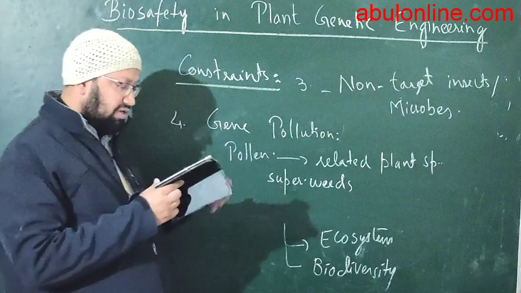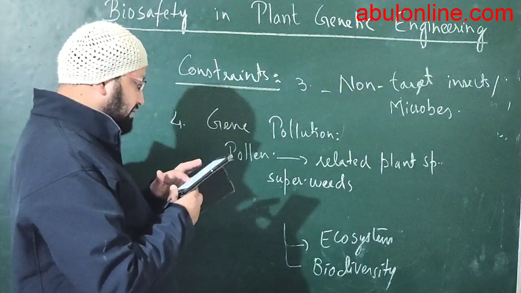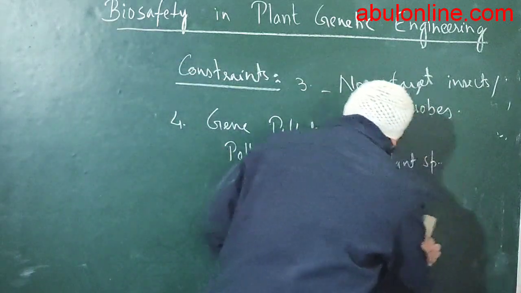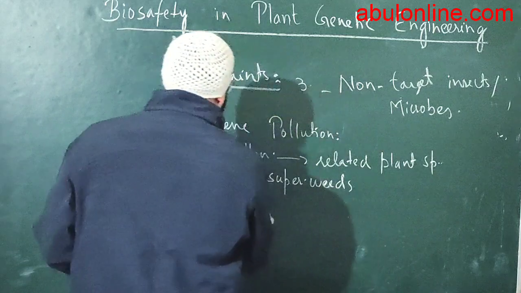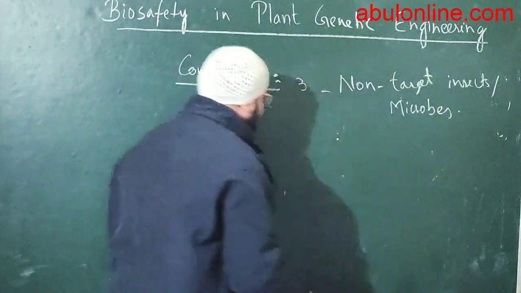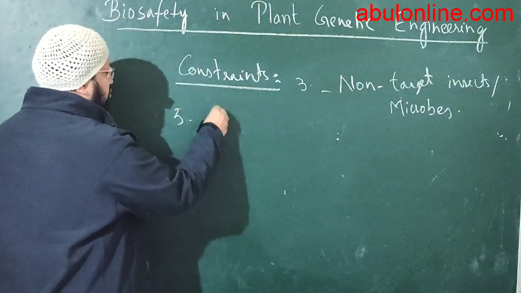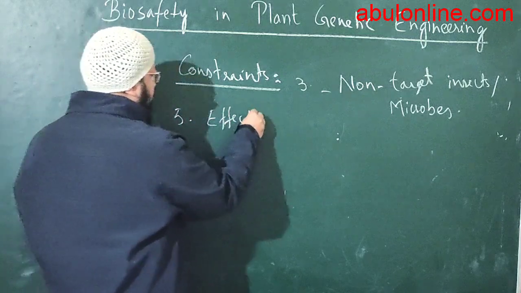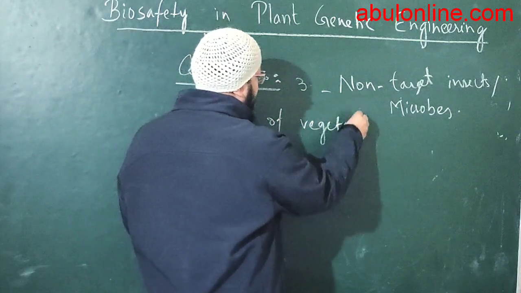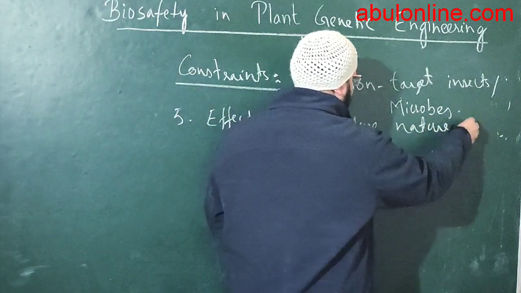So another very important point and constraint is that there is one very important ethical issue which is involved. This is point number 5, and the ethical issue is the effect on the vegetative nature of the plant.